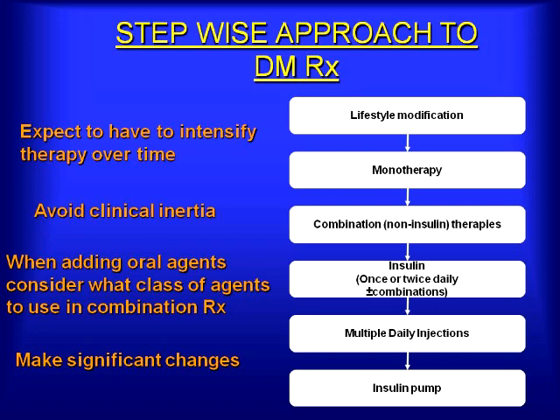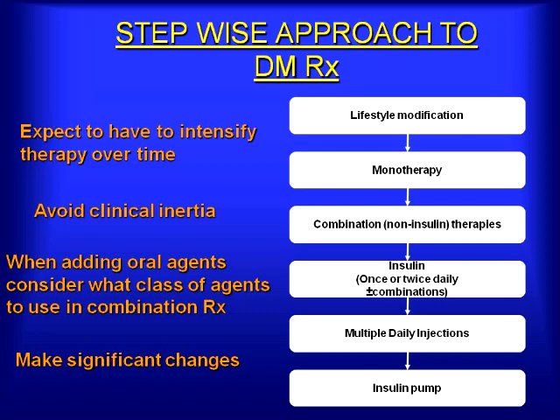If combination therapy isn't working, you step up to insulin. You either add in insulin to oral agents, or you stop an oral agent, add insulin, or you simply abandon oral agents and go straight over to insulin. If insulin once or twice daily is not doing it, step up to multiple daily injections or consider an insulin pump. That's beyond the scope of what I want to talk about here.